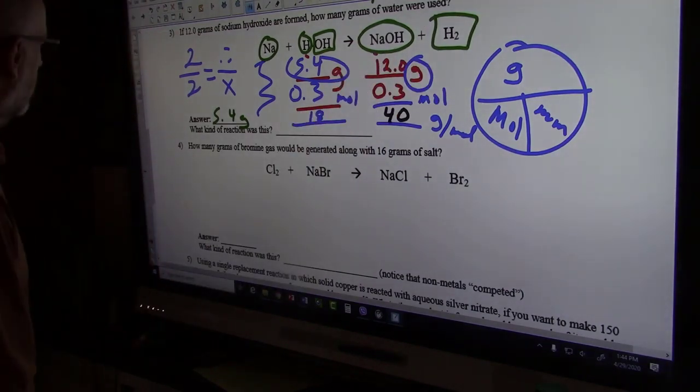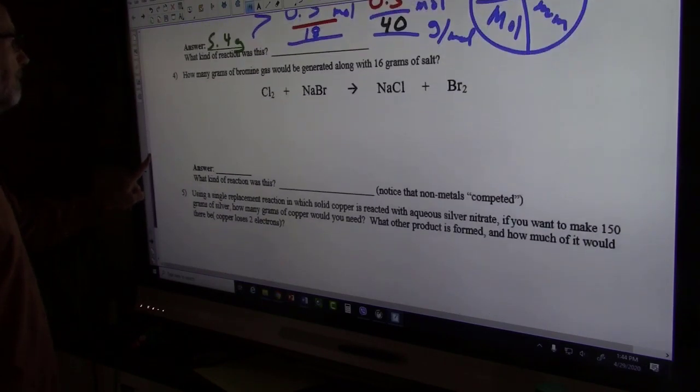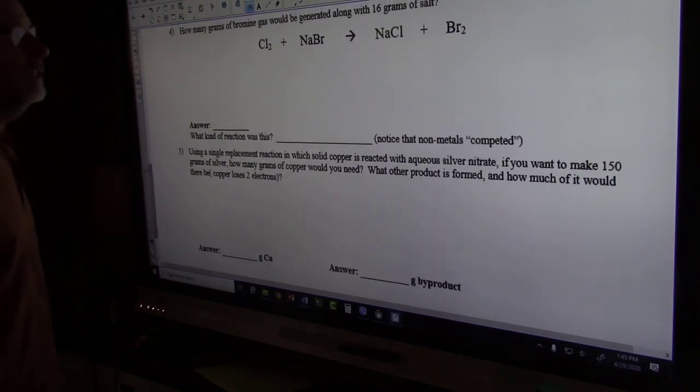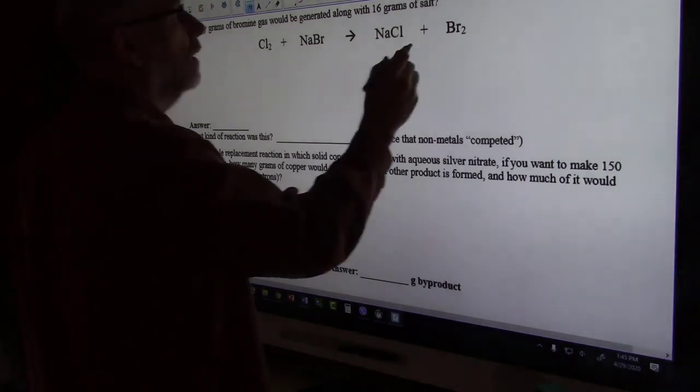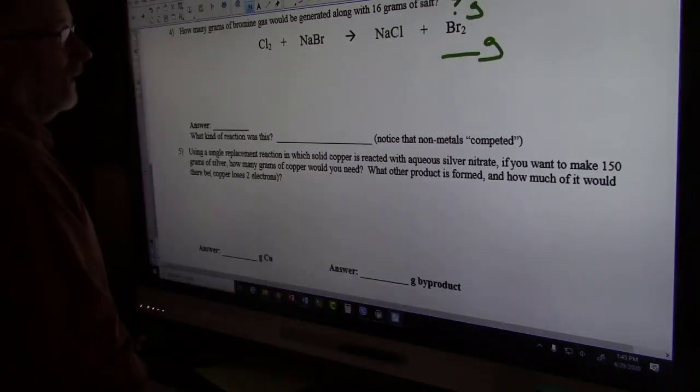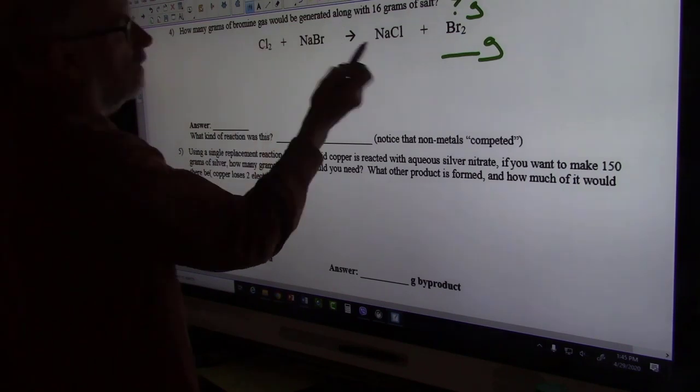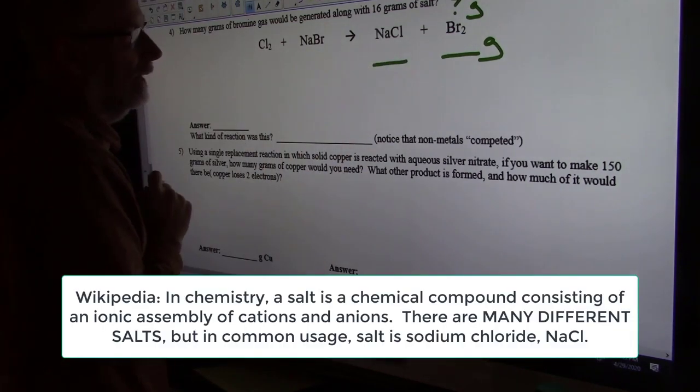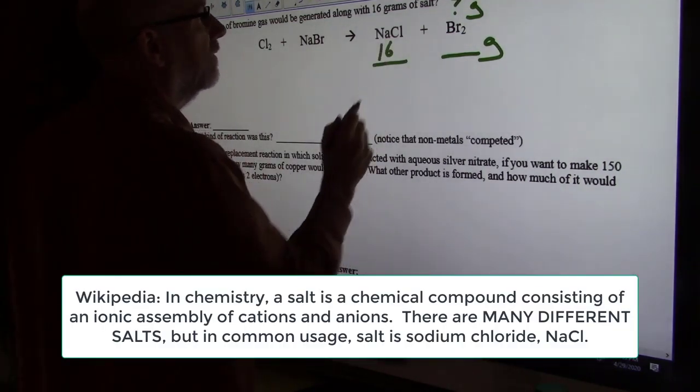It's a single replacement reaction. Let's do number 4. How many grams of bromine gas would be generated along with 16 grams of salt? This is what I'm looking for right there. Generated along with 16 grams of salt. Salt is usually sodium chloride, NaCl. So we have 16 grams of salt.